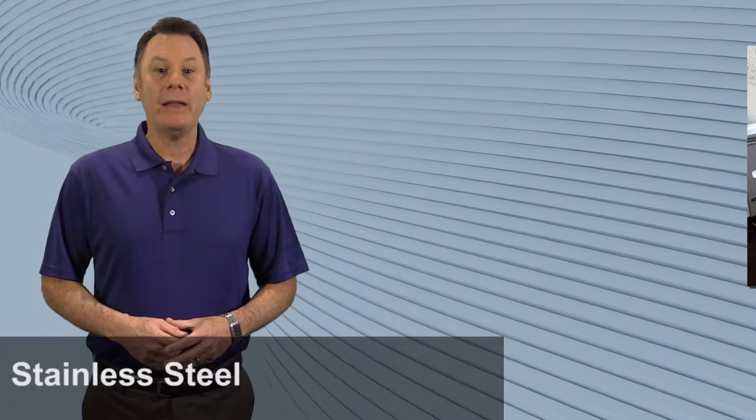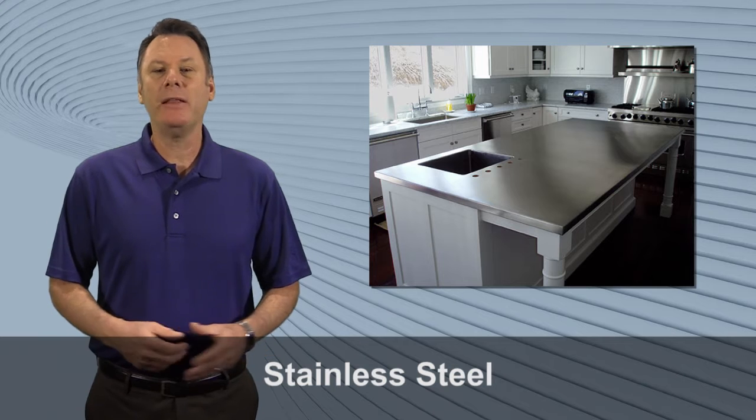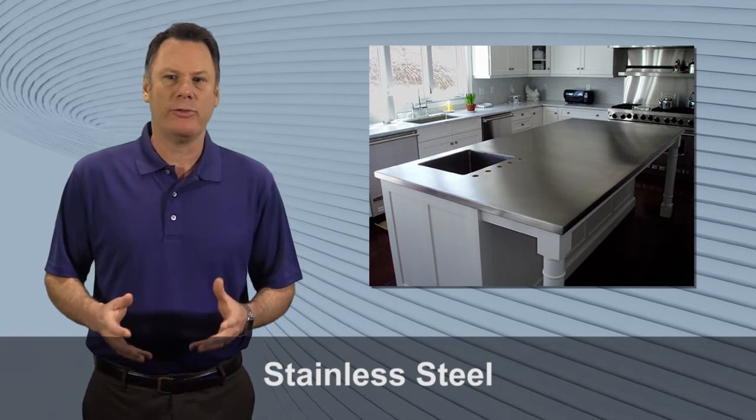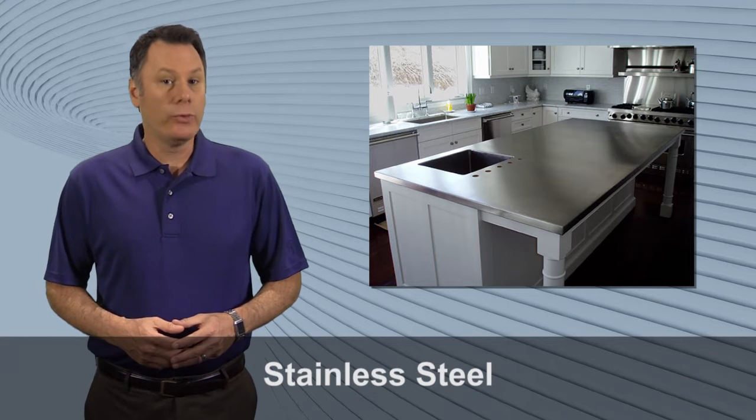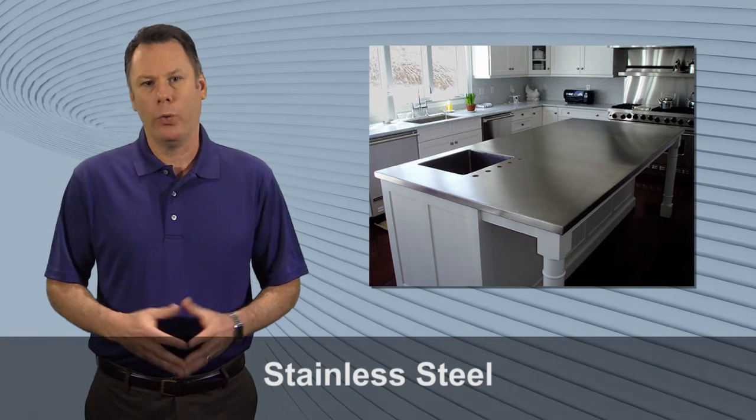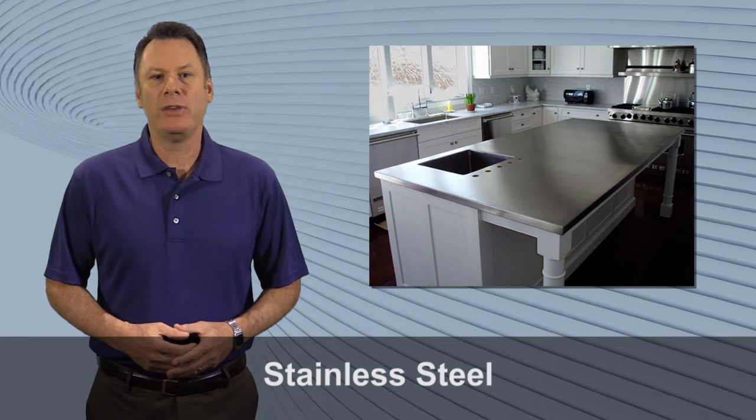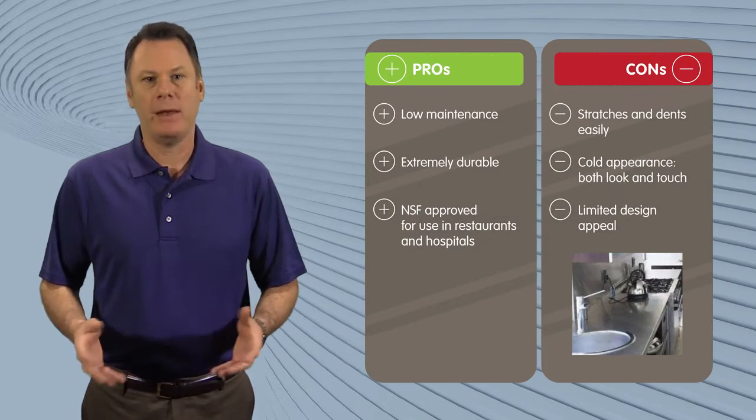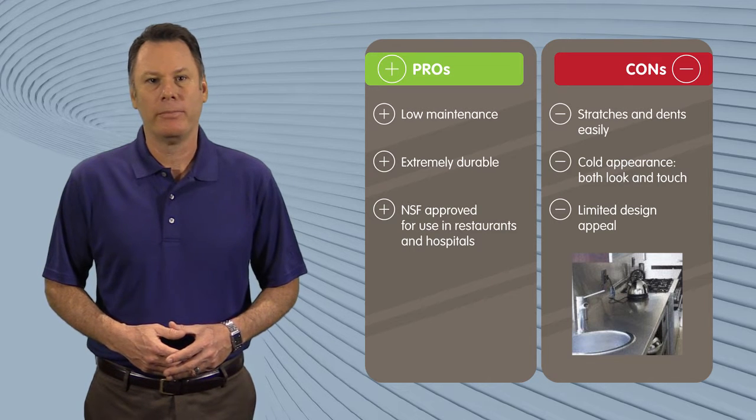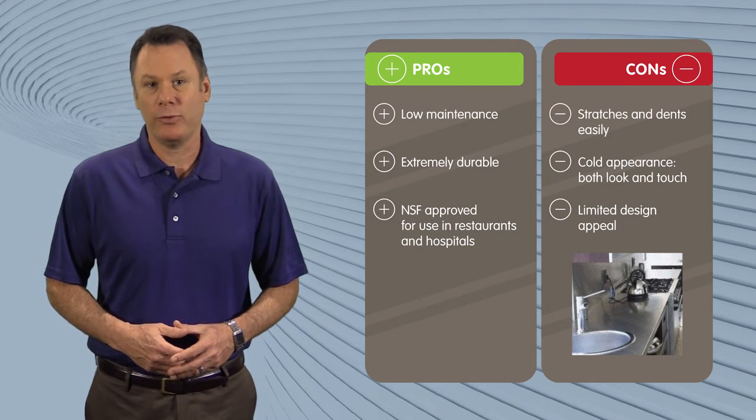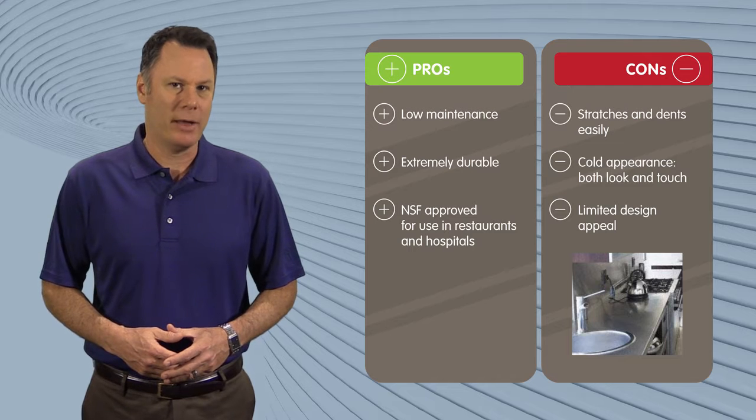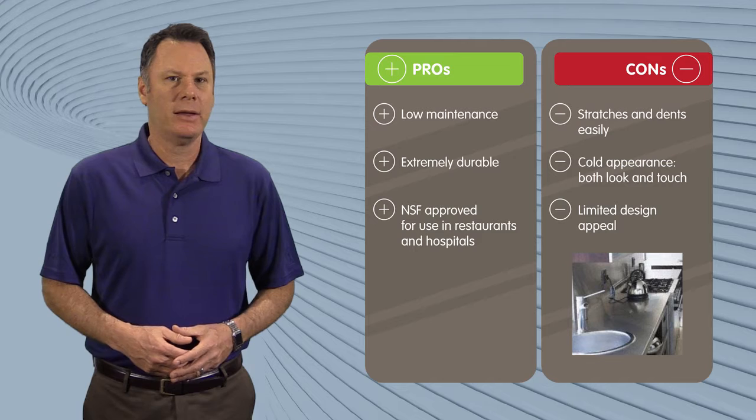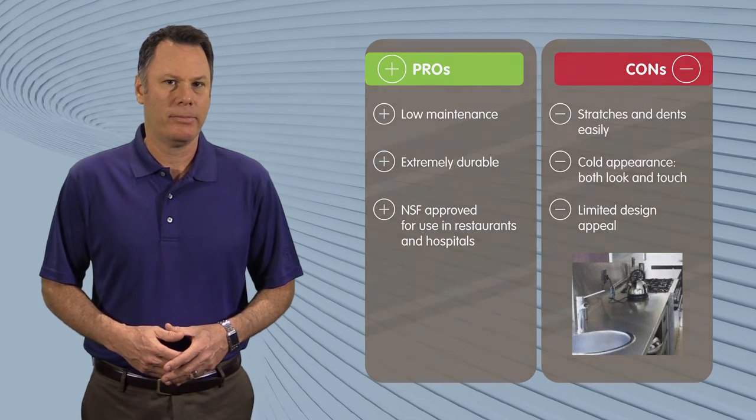Stainless steel. Generally, stainless steel is relatively low maintenance and durable. Stainless steel scratches, can be dented, is cold to the touch, and is visually cold. As a result, stainless steel has somewhat limited design appeal. Pros: it's low maintenance, extremely durable, and it's NSF approved for use in restaurants and hospitals. Cons: it scratches and dents, has a cold look and touch, and has limited design appeal.